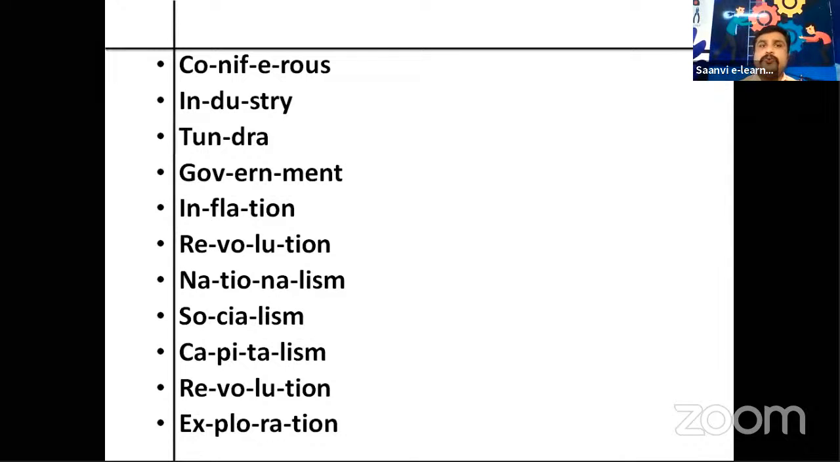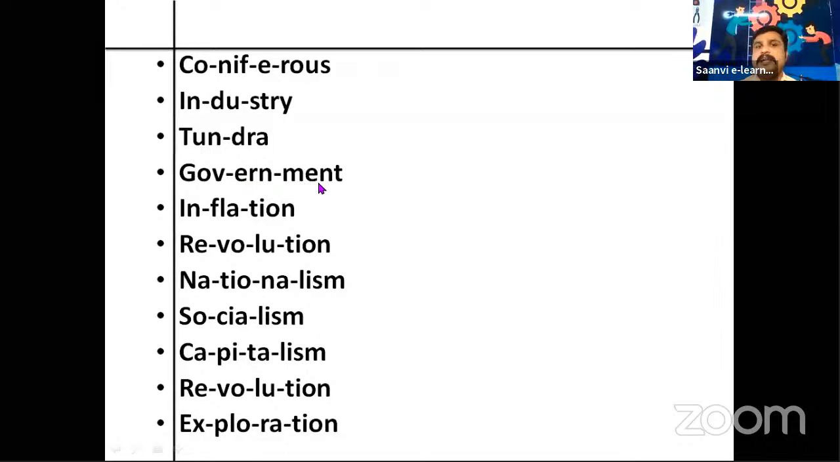Children, please don't forget to write the word with syllables. You have hyphens in between the letters. If you write like this, it is easy for you to read the terms later. Suppose, see: coniferous. The importance of syllables, let me introduce to you. Industry. Next is tundra.